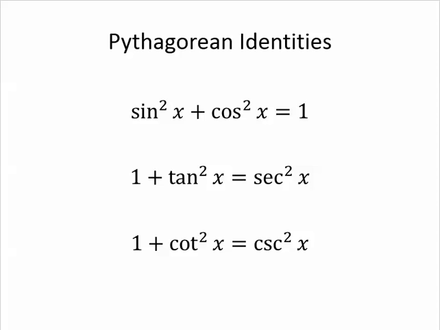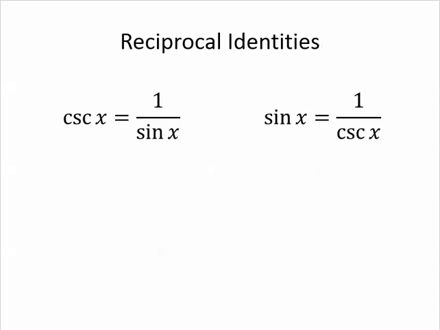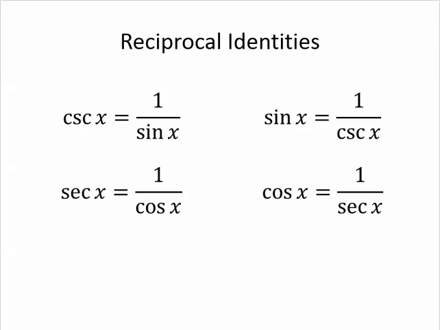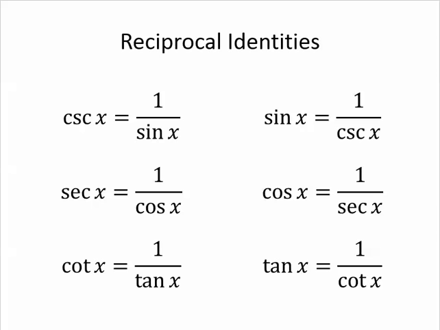All right, how about your reciprocal identities? Well, remember that sine and cosecant are reciprocals, secant and cosine are reciprocals, and cotangent and tangent are reciprocals. Keeping those ideas in mind is also very useful.